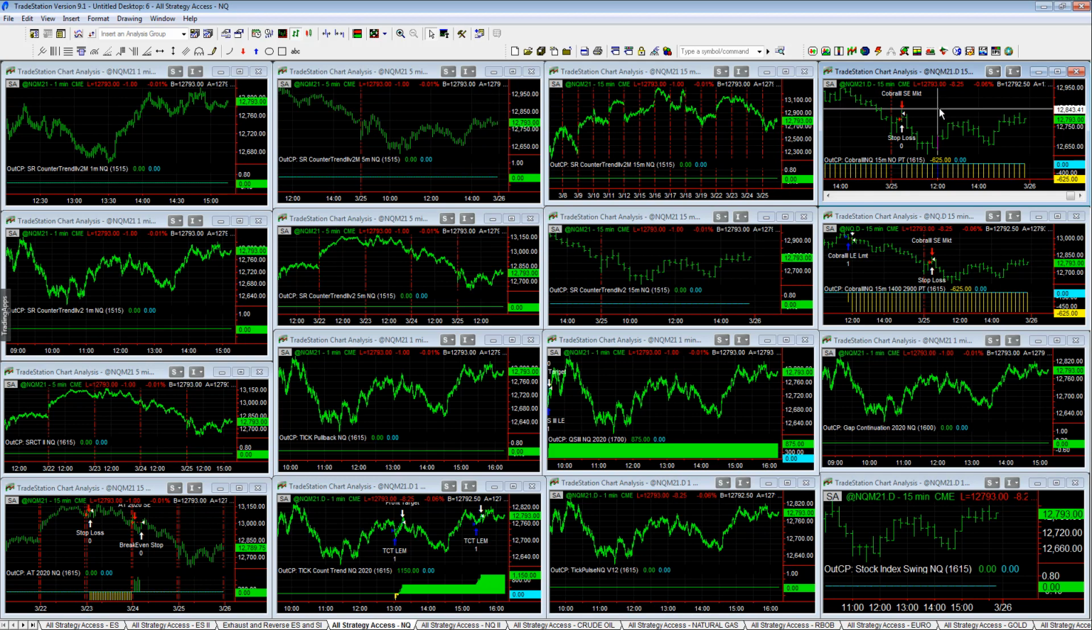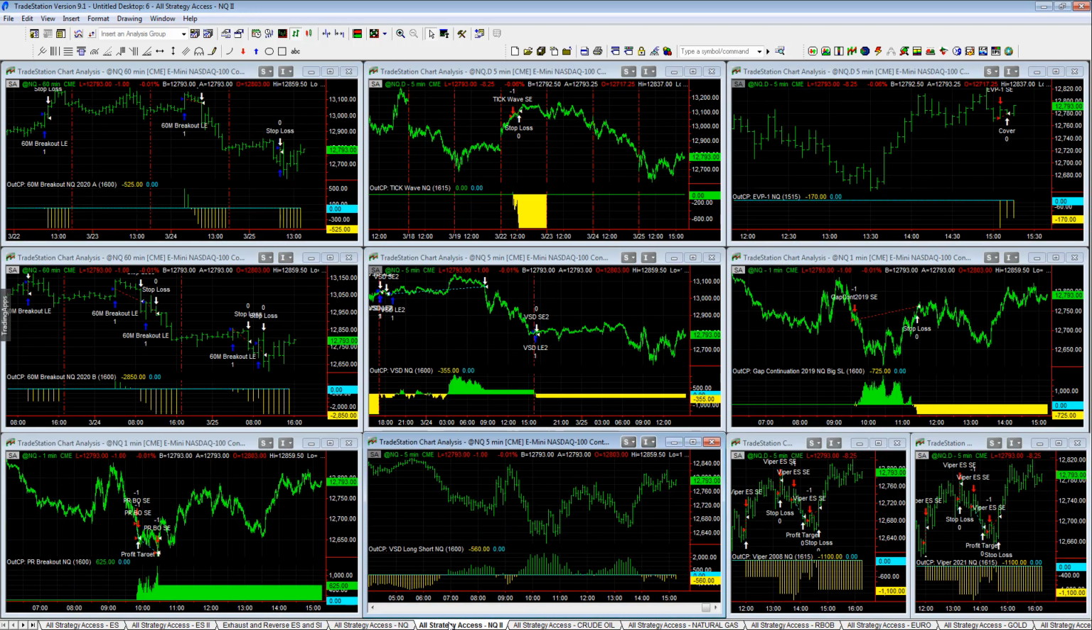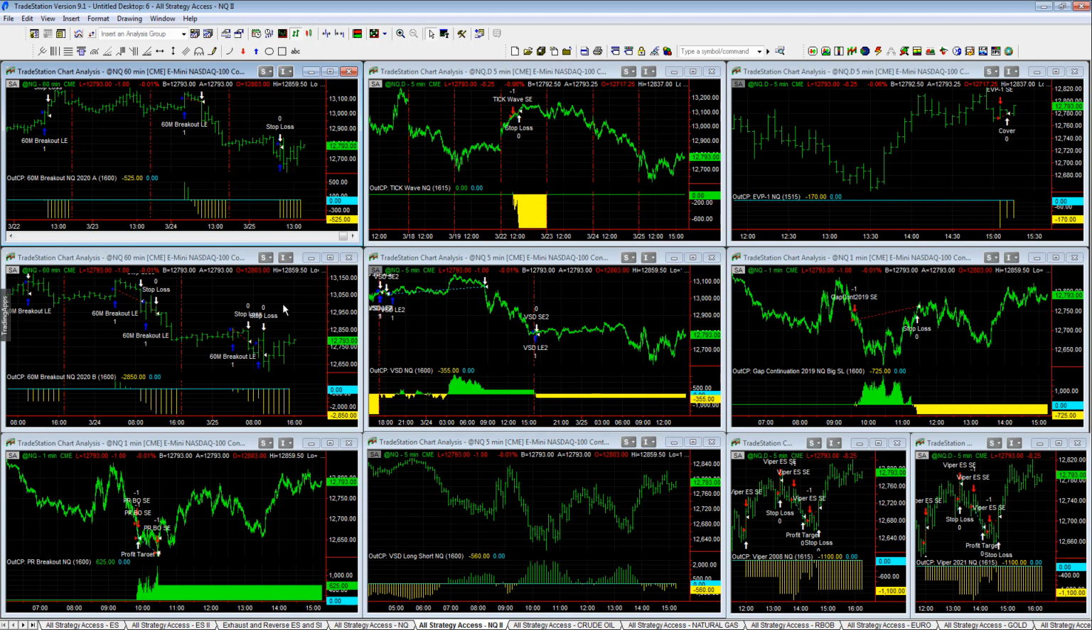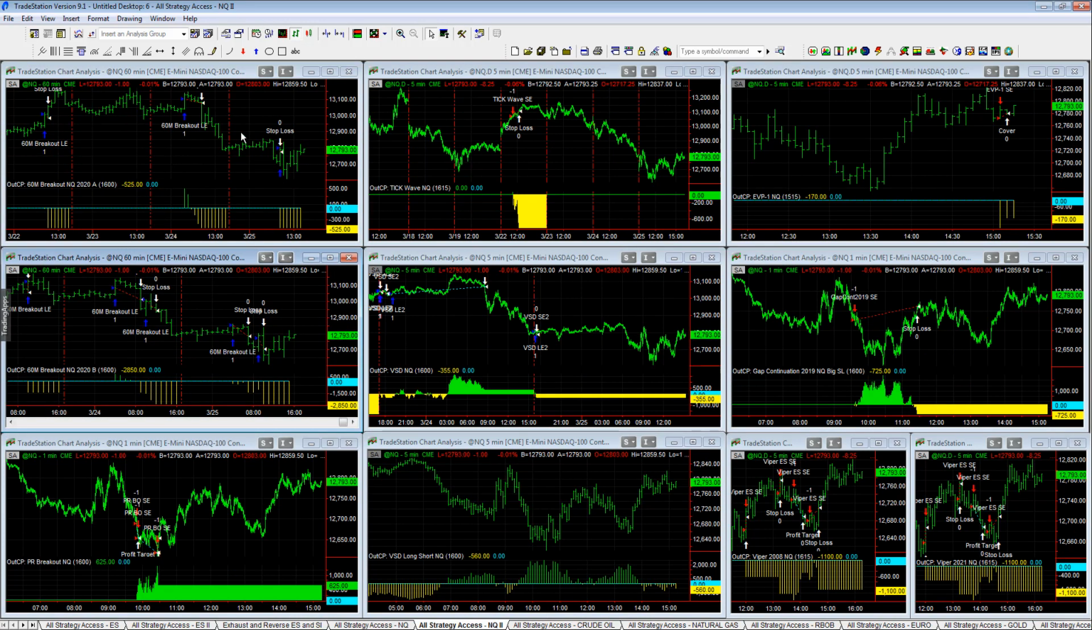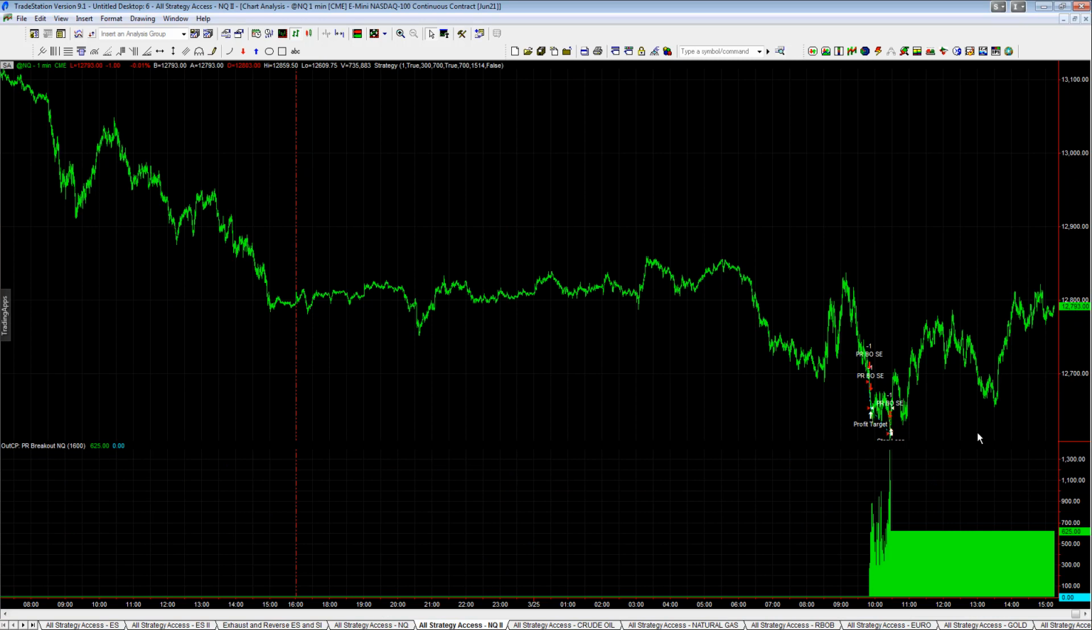Cobra 3, even the NASDAQ non-profit target and profit target version both stopped out on the day. In Q2, 60-minute breakouts all lost, trying to catch these reversal rallies. Minus 525, minus 2850. PR breakout did good today. It's also been weak since the beginning of the year, but it did a good job.